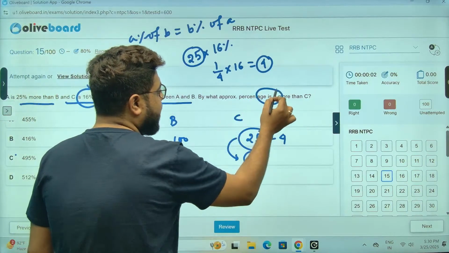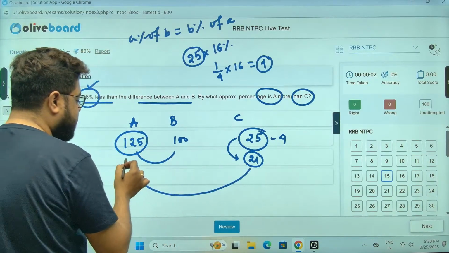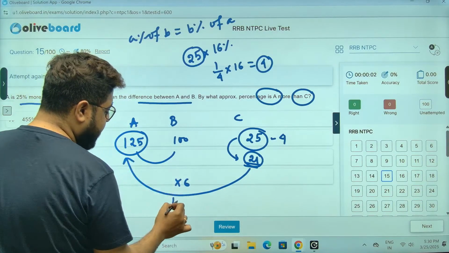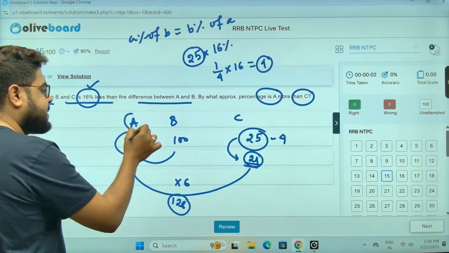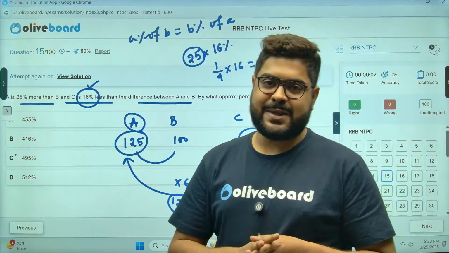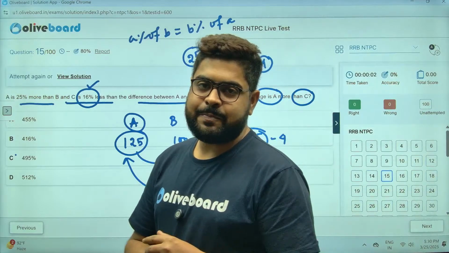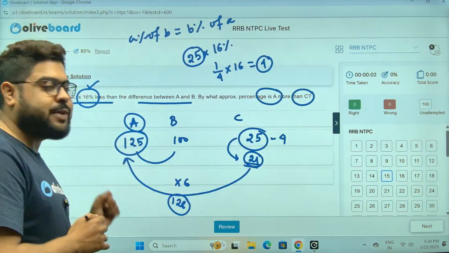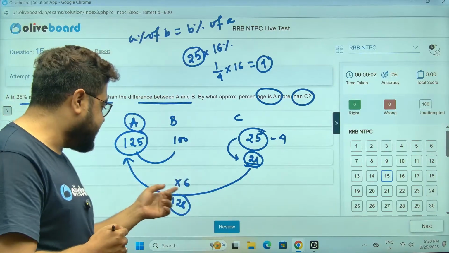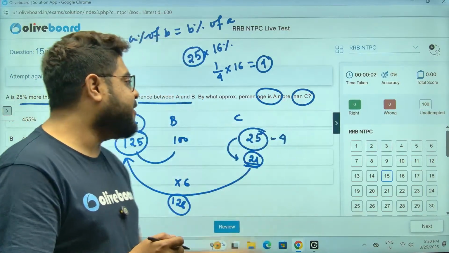A is what percentage more than C? Achha, A is 125. It is what percentage more than this? 21 times 6 is equal to 126. Meaning this A, sir, is almost 600% of C. Meaning almost 500% more. Just less than 500% will be my answer. Why? Because 126, but it is 125. Just less. So it will be just less than 500%, because this value itself is just less than 600%.